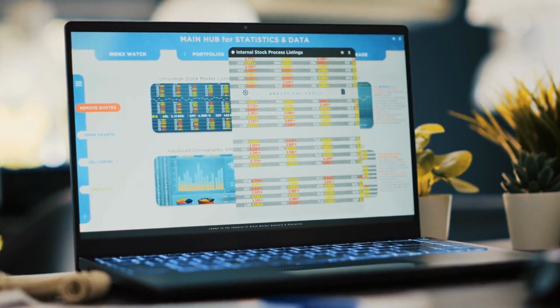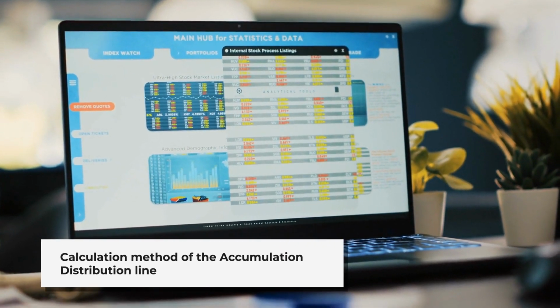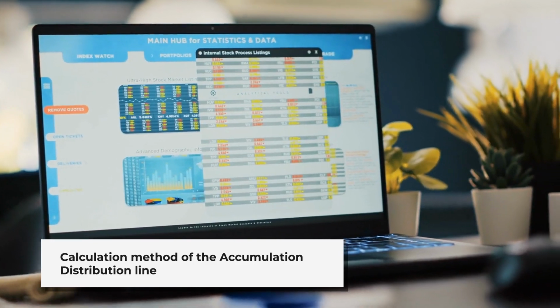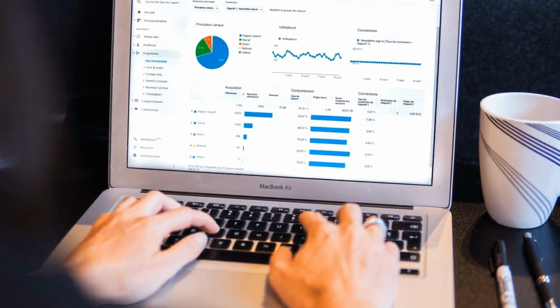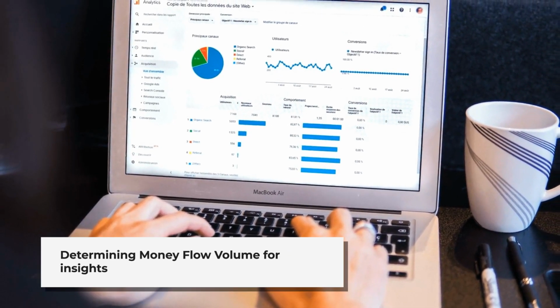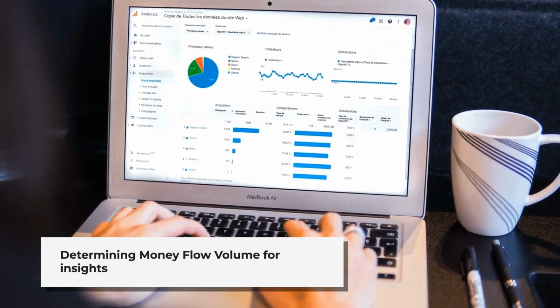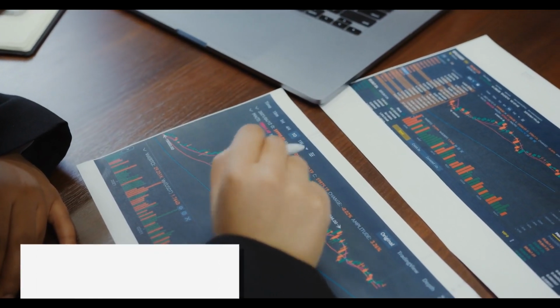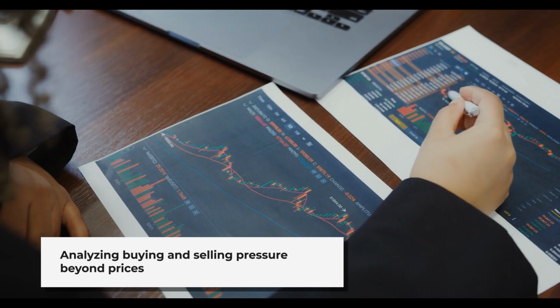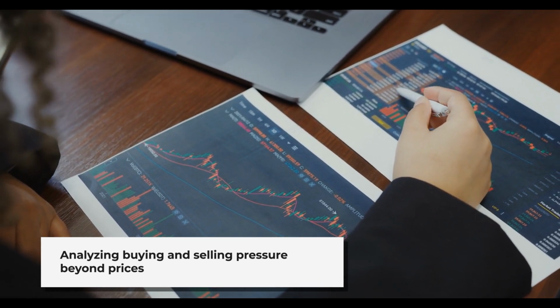The accumulation distribution line is calculated by adding the current money flow volume to the previous value. The money flow volume itself is determined by the money flow multiplier and the volume for the period. This calculation helps traders see beyond mere price movements and analyze the underlying buying or selling pressure.